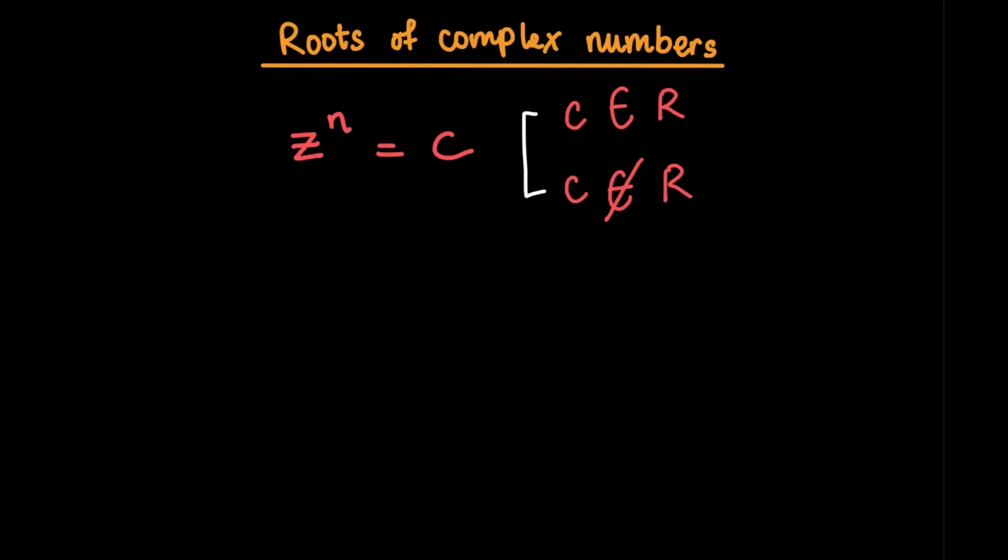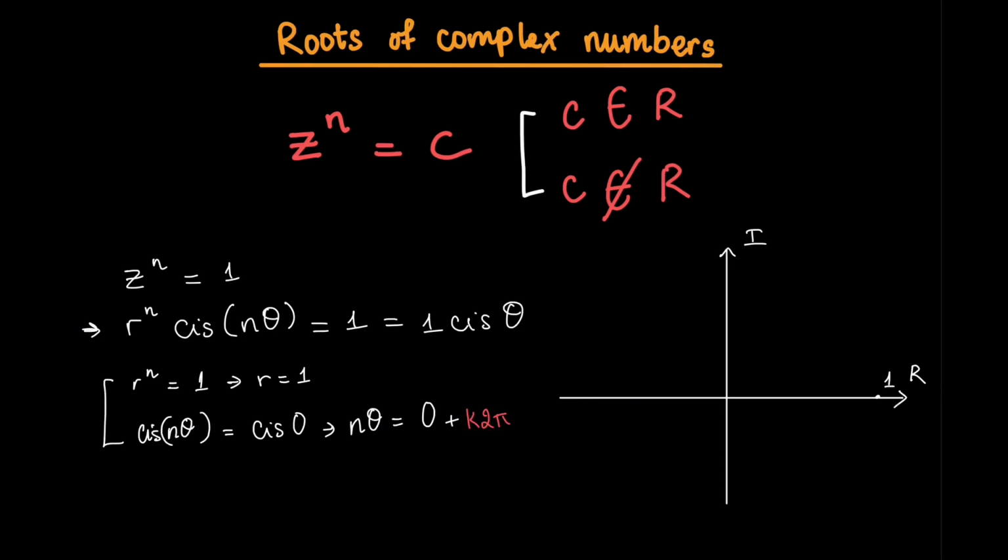Here we're going to learn about finding the roots of a complex number. We have our complex number z to the power of n equal to c. Here we're going to take into account both cases where c is a real number and c is a complex number. So here's a visualization. We're going to have c being equal to 1, so the whole thing will be z to the power of n equal to 1.